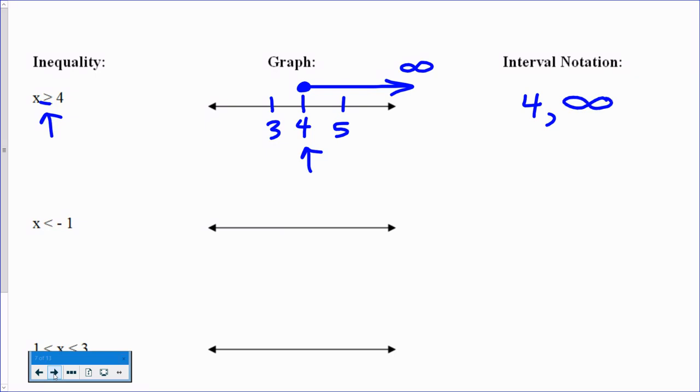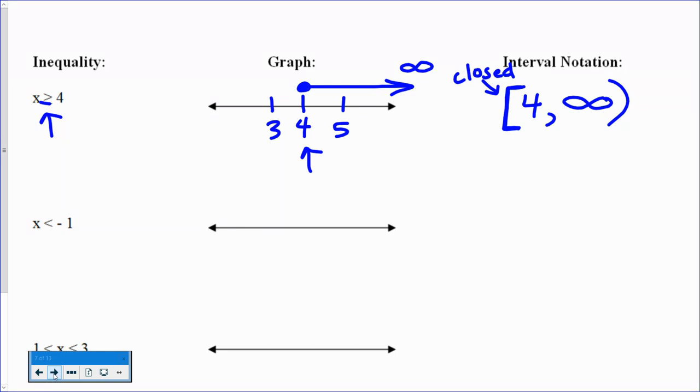So then I use symbols. I need that closed bracket or square bracket when I have a closed circle. If I have an open circle, I use a parenthesis. Or if I have an infinity symbol, I would use a parenthesis because it's not truly ever reaching infinity, it's continuing. So if it can be part of your solution or it is closed, we will use your square bracket. If it can't reach it or it is open, we will use that parenthesis.